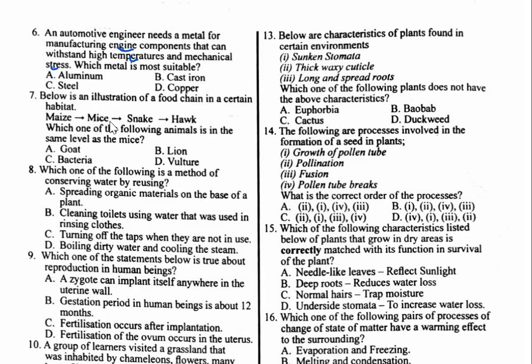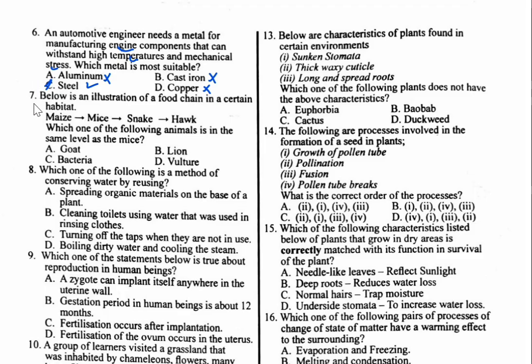To start with, it cannot be aluminium because we know that aluminium is light and not strong. Here we're talking about an engine, and therefore you need a stronger metal. Also, it is not cast iron. Cast iron is brittle and it can break. Also, it is not copper. Copper is very soft. It is good for wiring and therefore not for engines. So the most suitable is steel. Steel can withstand high temperatures and also mechanical stress.